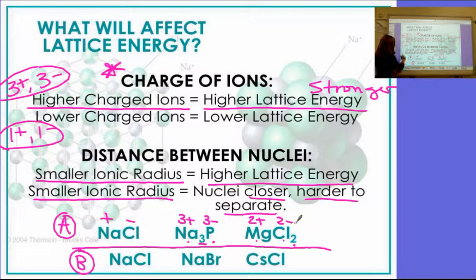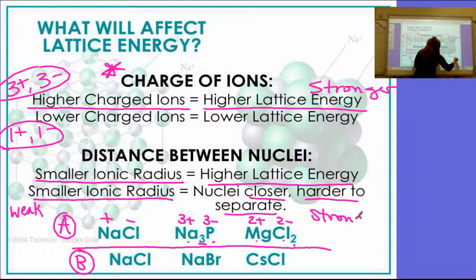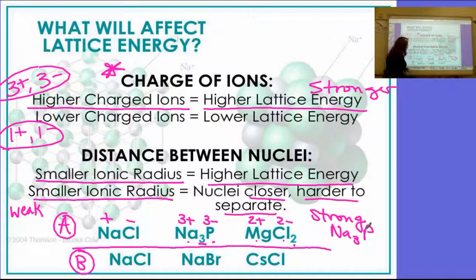So in order from weak to strong. My strongest one here would be Na3P. My weakest one would be NaCl, and magnesium chloride would fall in the middle because it's a 2 plus, 2 minus.